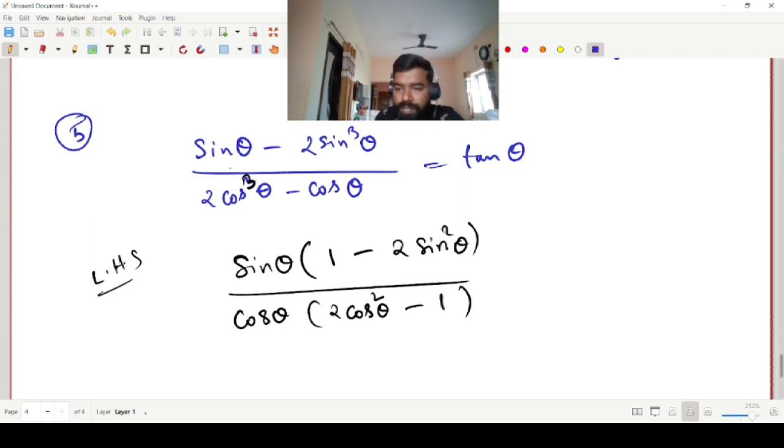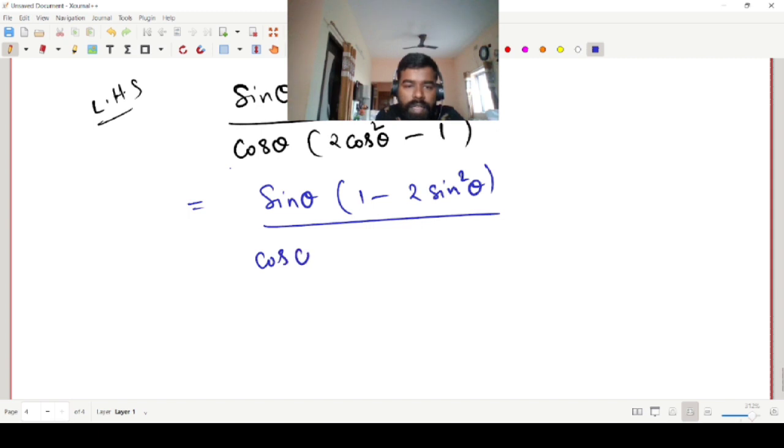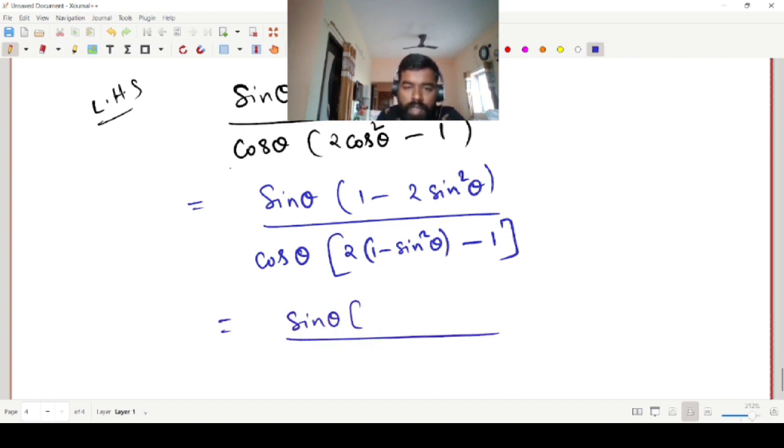So next is sine theta and 1 minus 2 sine square theta. Then in the denominator we'll change this cos to sine. So we can write 1 minus sine square theta instead of cos square. So then we have sine theta, and then 1 minus 2 sine square theta, and the denominator is cos theta.